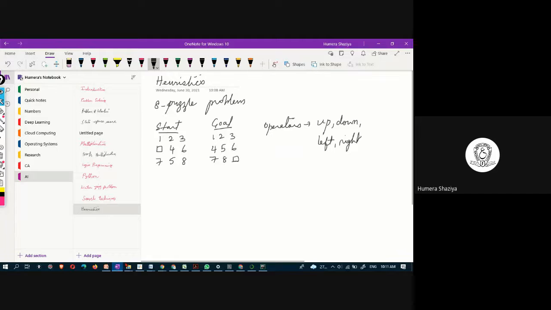The AI system which we develop in order to solve various AI problems could be called an agent. From today onwards, I'll be saying agent. An agent is an AI program or AI system that can arrive at a solution given a problem.